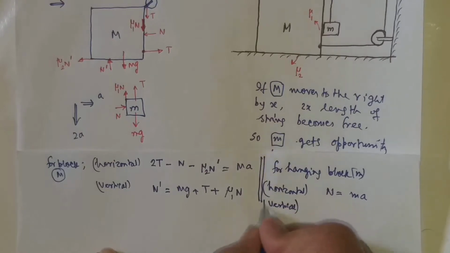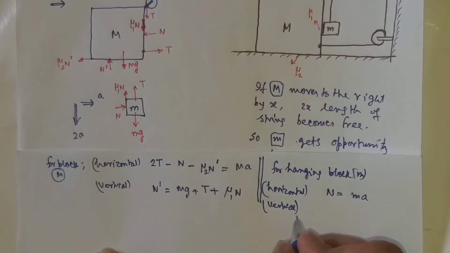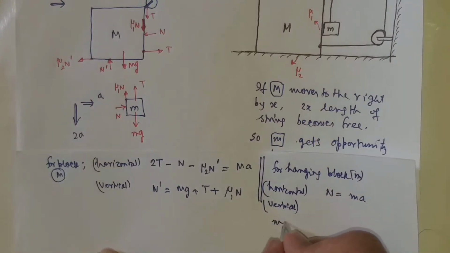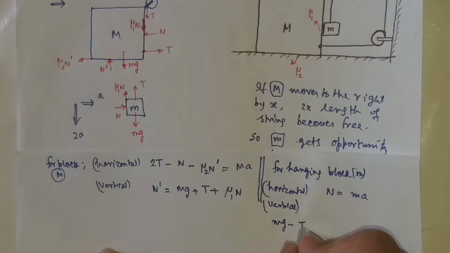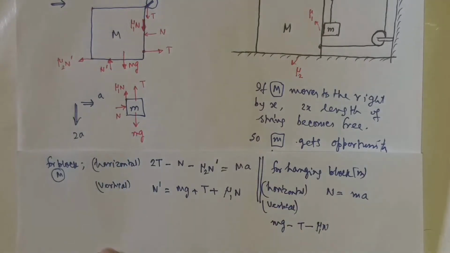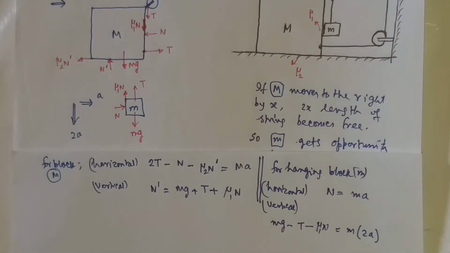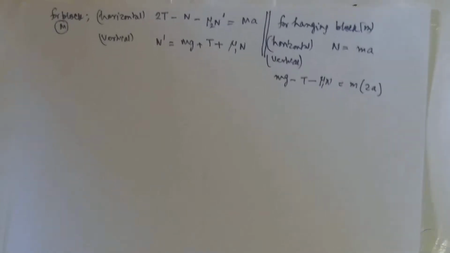And in the vertical direction, as I told you, it will be moving down with an acceleration 2a. Therefore, we can have mg minus T minus mu1 into N. Just keep on observing. And this is equal to mass into acceleration, which is 2a. Now, once you have noted down these, let us concentrate on these equations for the solving purpose.